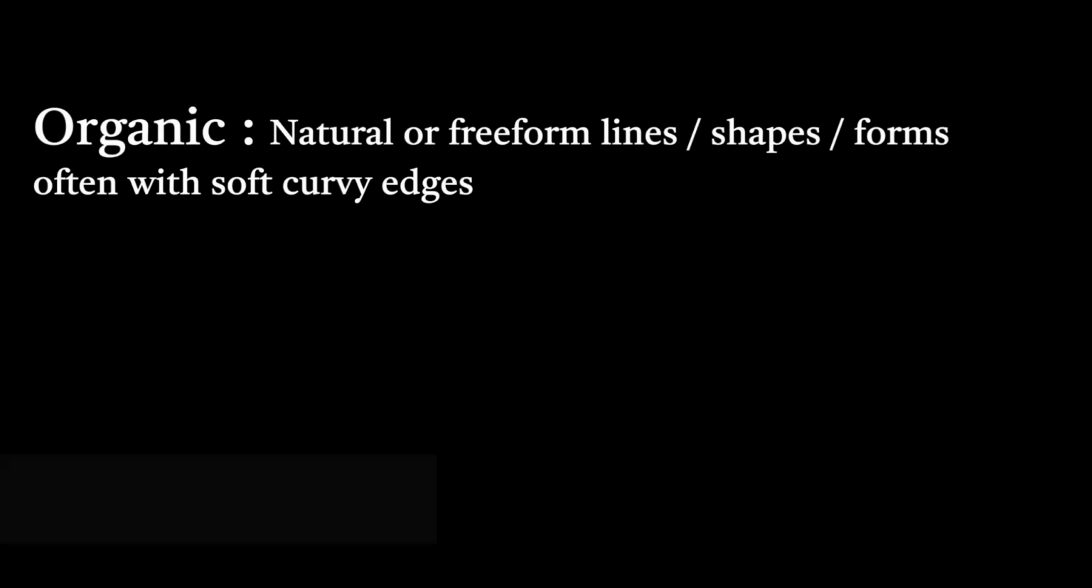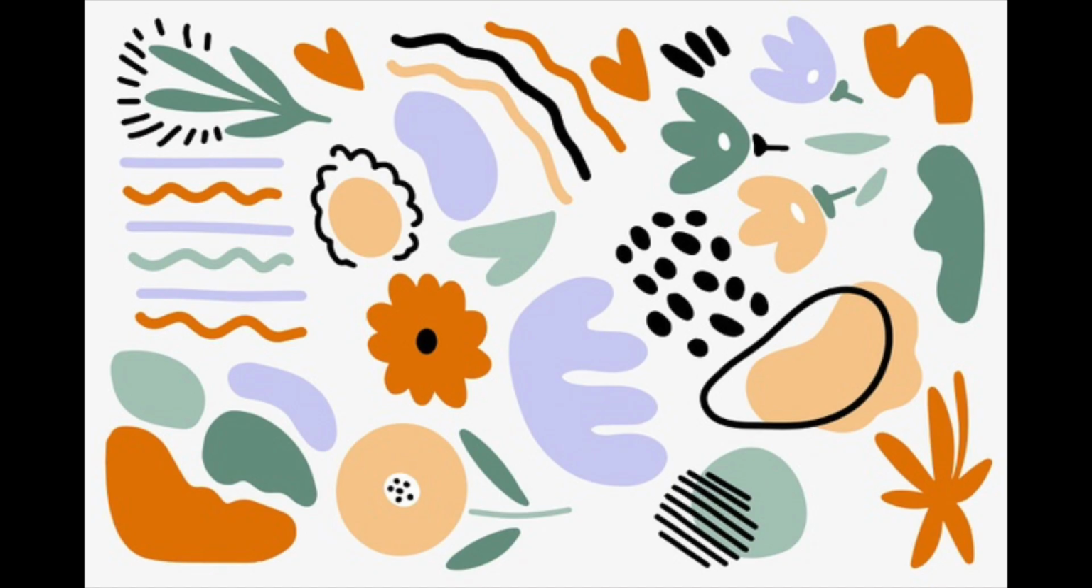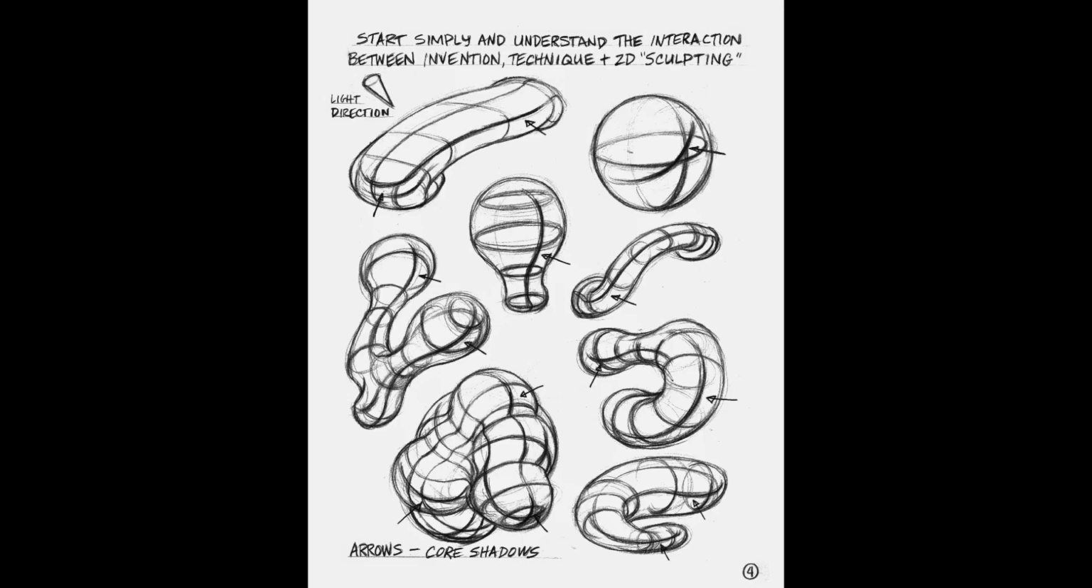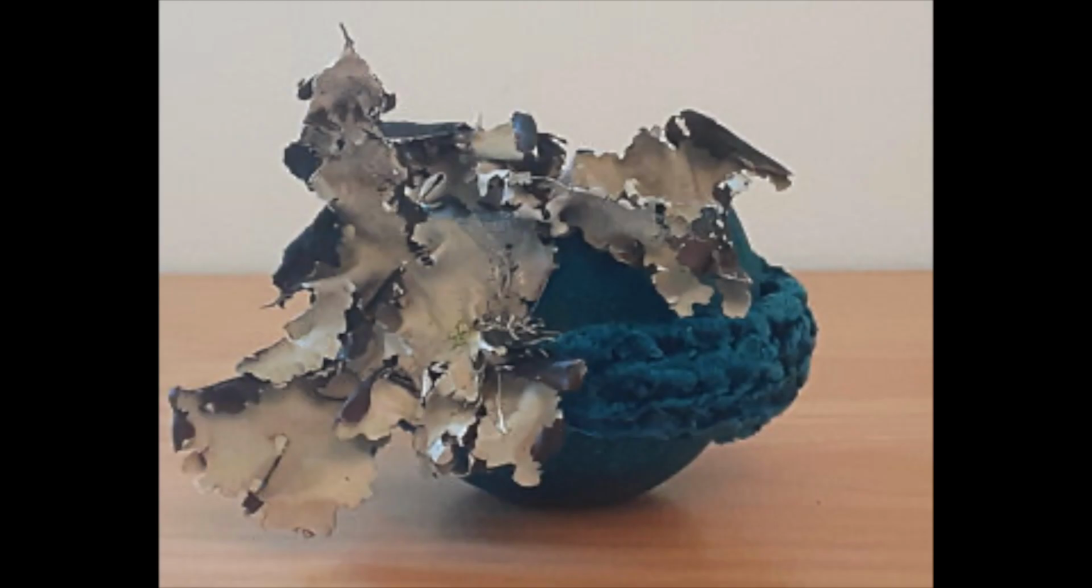Our second group of shapes are organic shapes that are usually found in nature, have free-form lines, shapes, forms, and often have soft, curvy edges. This organic abstract design contains shapes inspired by nature. Do you recognise any shapes from nature in this design? This page shows design sketches for organic 3D forms, and this organic sculpture is inspired by nature. What do you think it was inspired by?